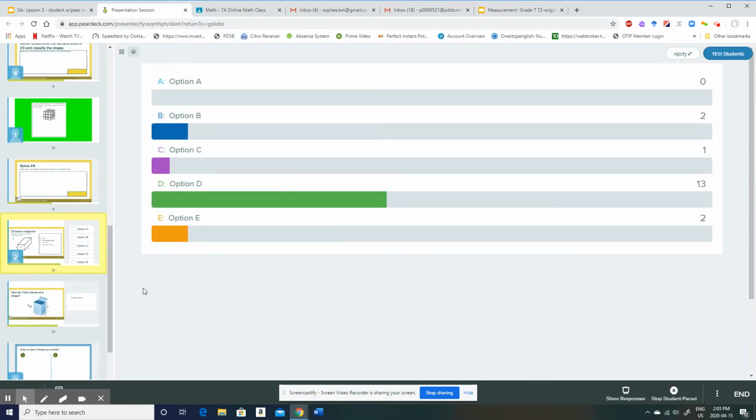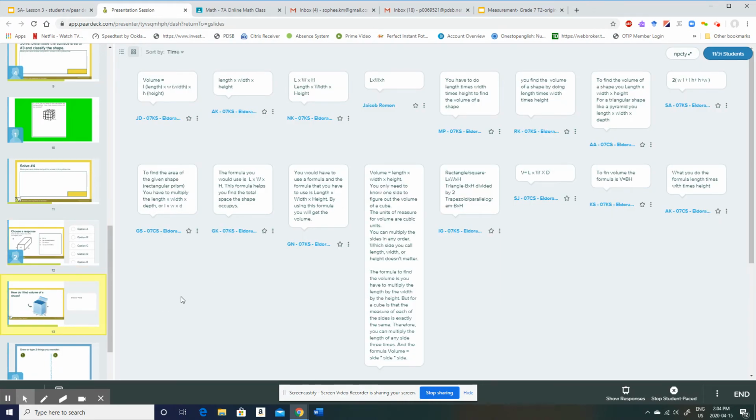This question, okay, it's my error because I did not put in the correct answer. So it will be one of those questions that we ignore. All right. This question was, how do I find the volume? Volume equals length times width times height, and that would be the correct answer.